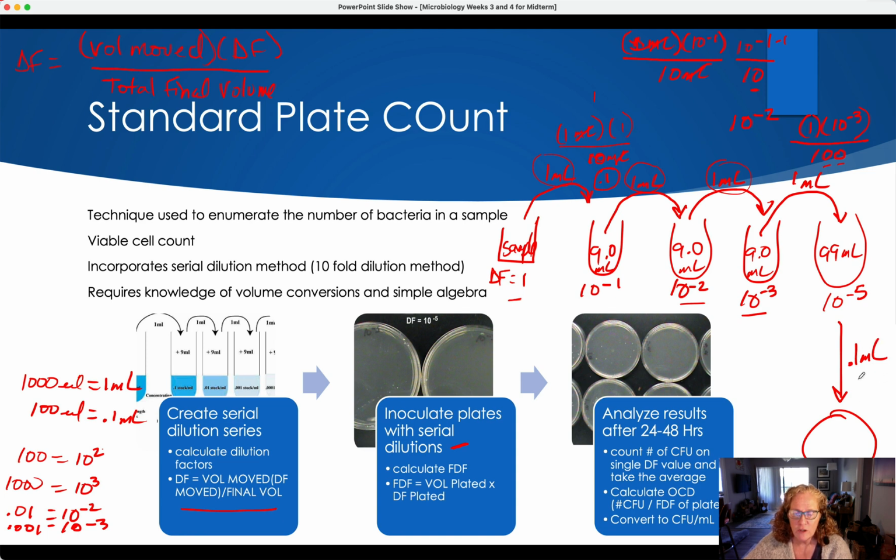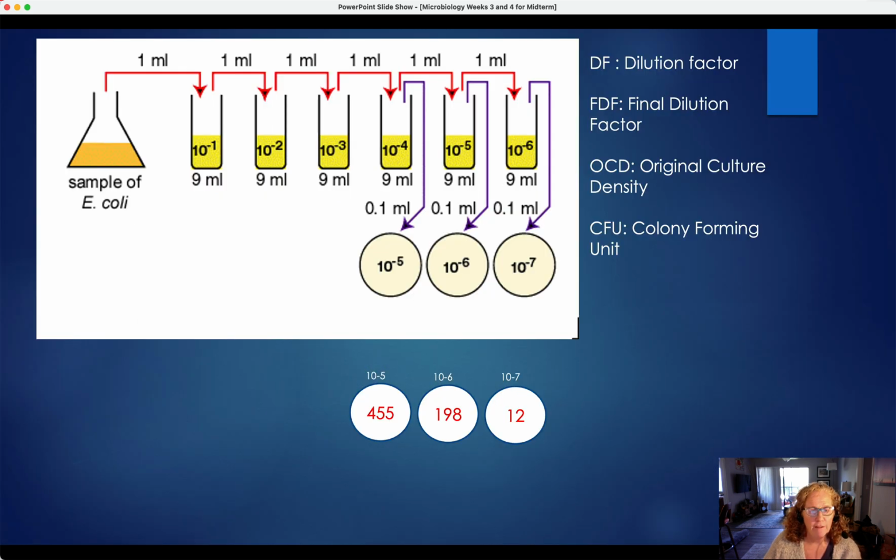Since the final dilution factor is 1/10 the volume that I started out with, 1 ml, my dilution factor must go up by 1. So this becomes a 10 to the negative 6 final dilution factor. So let's take a look at the next slide and see what we have here.